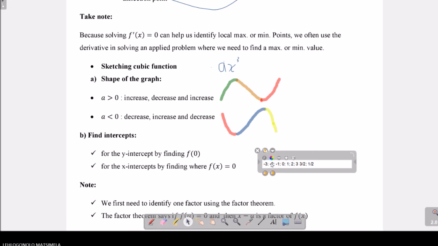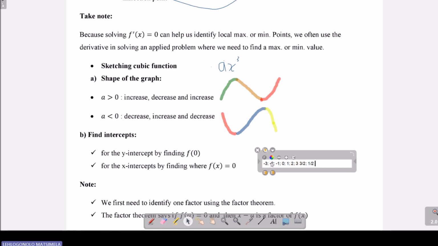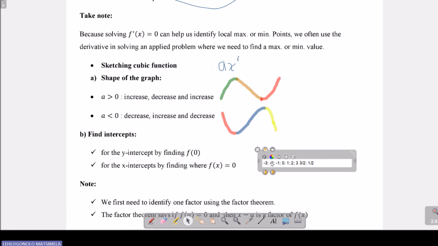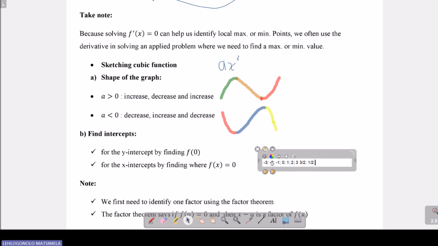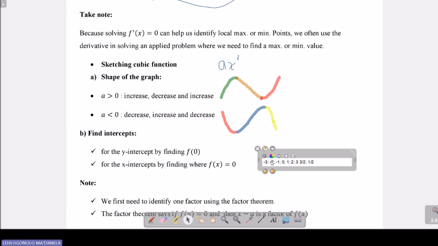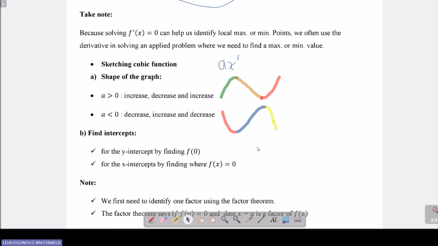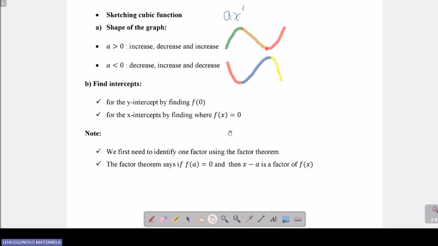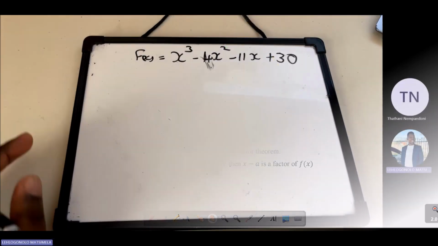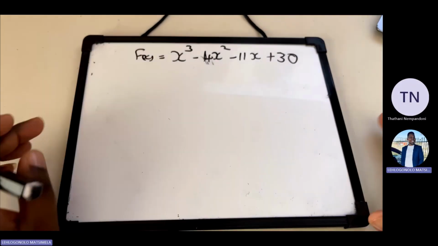Am I clear? Okay, let's rewrite the same equation as it is, which was f(x) = x^3 - 4x^2 - 11x + 30. Okay, let's look at this equation and then apply all these principles. When you get one of those equations, they say that now it becomes the factor, which means you put it in brackets. The way this one is, they say solve for x.